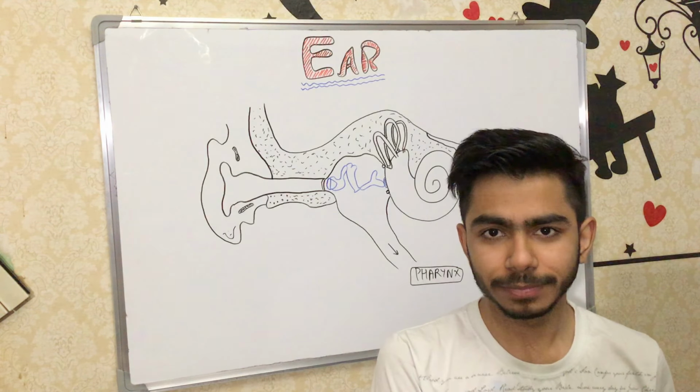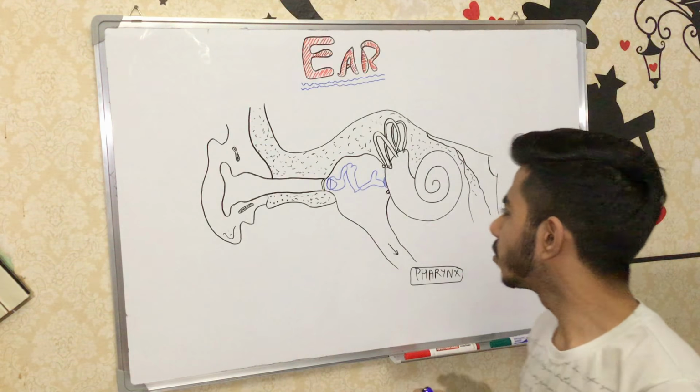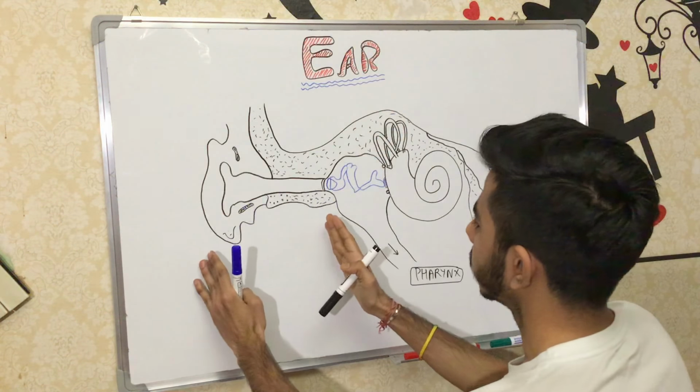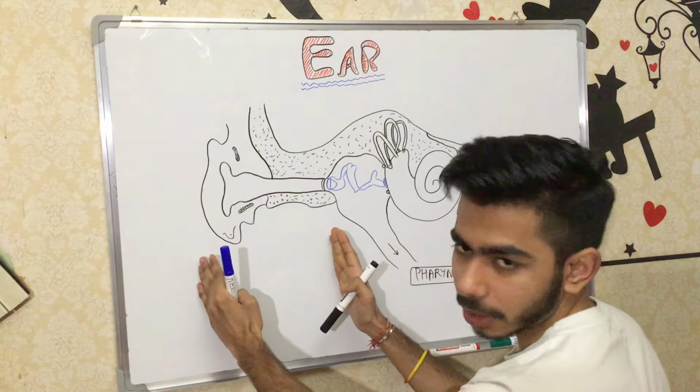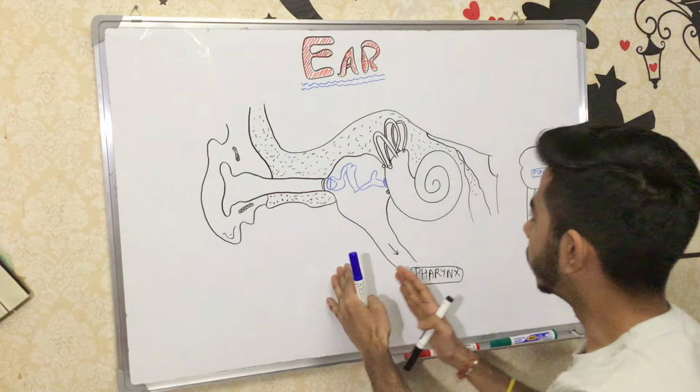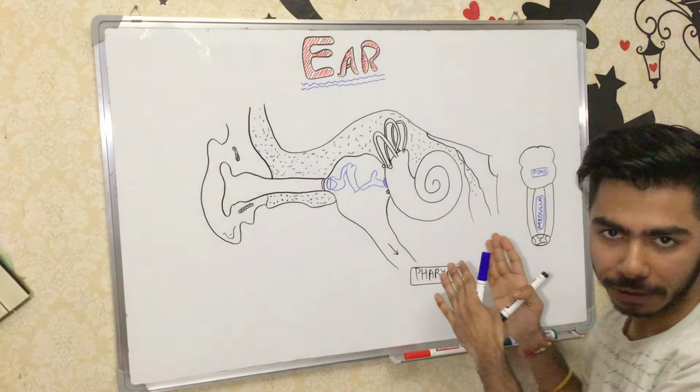So here I have drawn the diagram of our ear in which this part is the external ear, this is the part of the external ear, this part is the middle ear, and this part I have drawn over here is the inner ear.